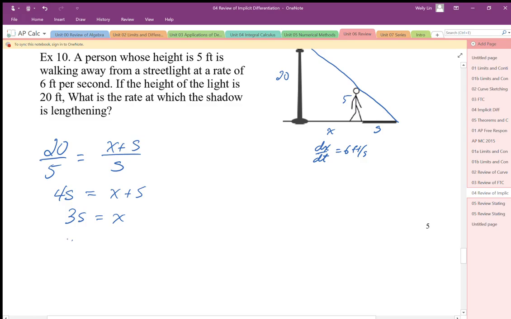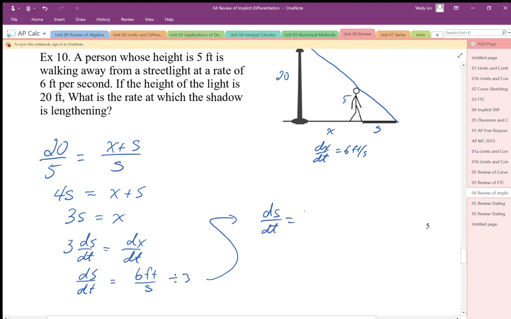So if I differentiate this, I get 3 ds/dt is equal to dx/dt. I know dx/dt. I was told at the beginning it's 6 feet per second. 6 feet per second divided by 3. I end up with the change in the shadow length being 2 feet per second. So this is in a ratio of 3 to 1. If this is 6, this is going to be 2. So there it is.